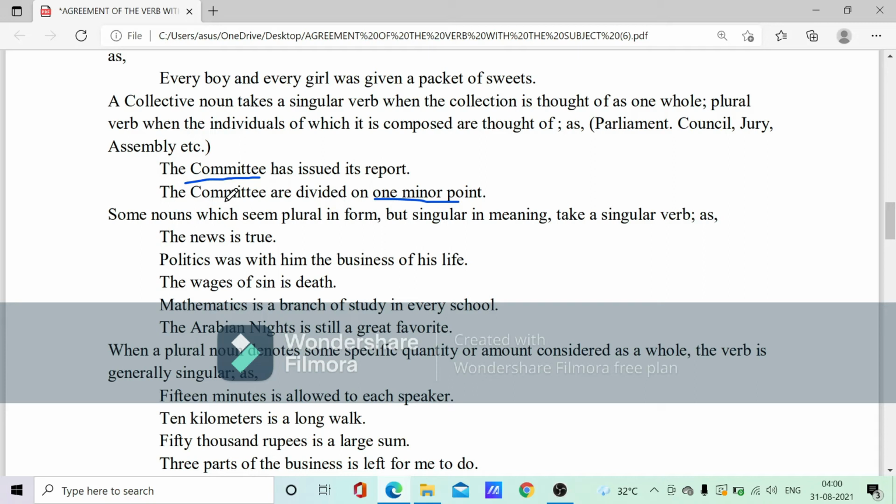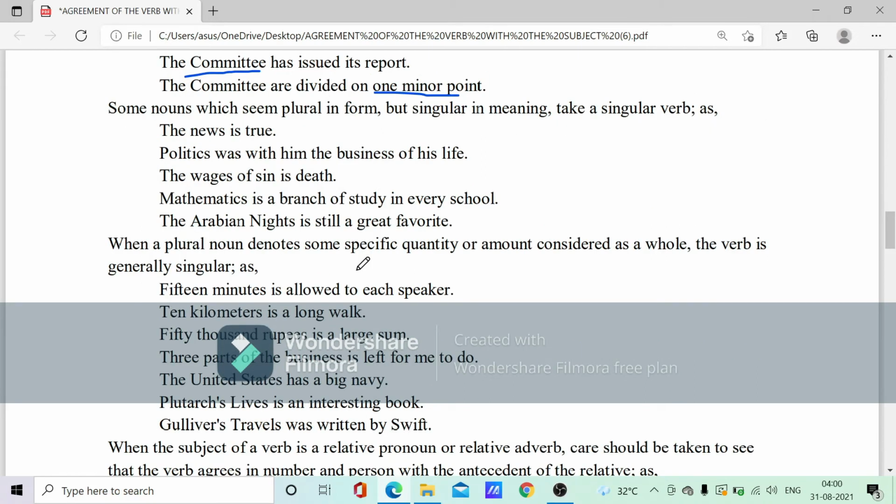And that's why a plural verb should be used, and that is "are" here. And after this, the next rule is: some nouns which seem plural in form but singular in meaning take a singular verb. See, there are certain nouns which, when you read them or think about them, seem to be plural, but exactly they are not.